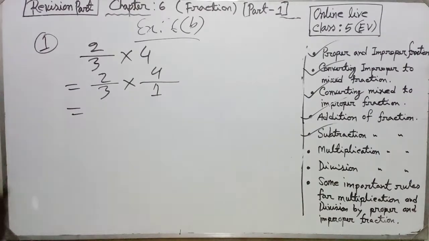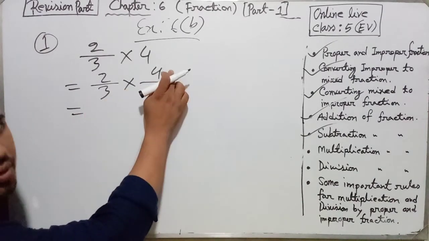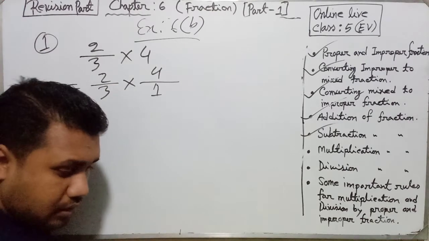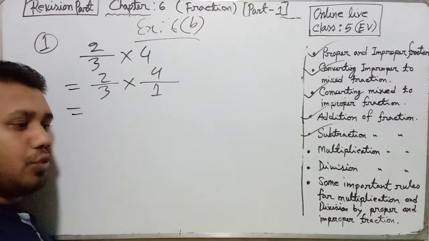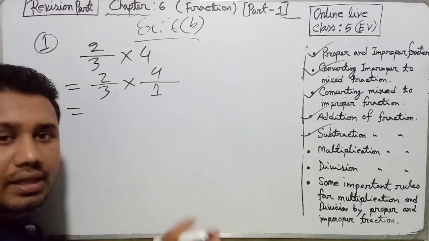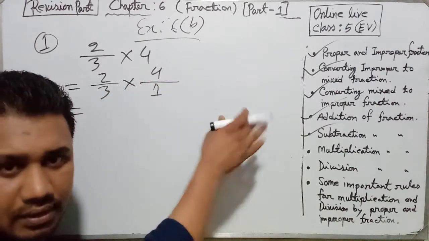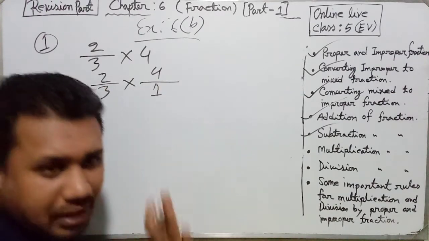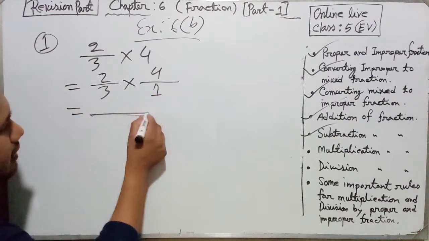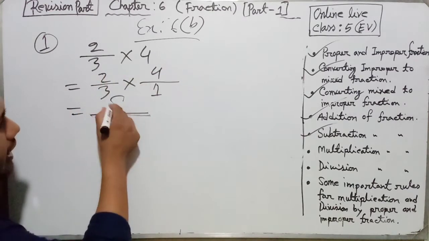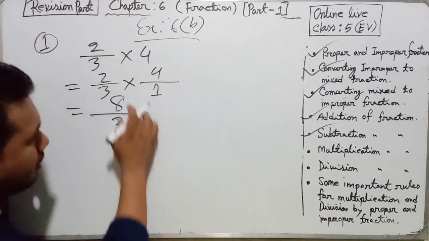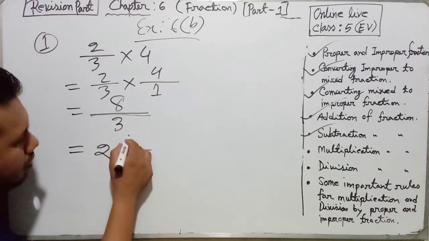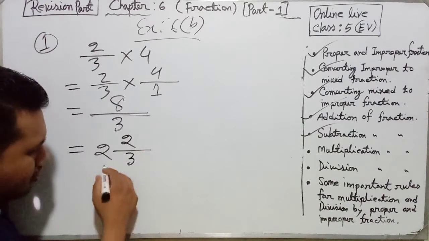Now dear students, look, 3 and 4. Now we can cut 2 and 1. So when our minimization part is complete, or we can't minimize, then we should multiply up and up, down and down. That means the numerator will be multiplied by the numerator and the denominator will be multiplied by the denominator. So here 3 times 1 is 3, 2 times 4 is 8. So 8 by 3. Now this is an improper fraction. If we convert, it will be 2 whole 2 by 3. So this is our answer.